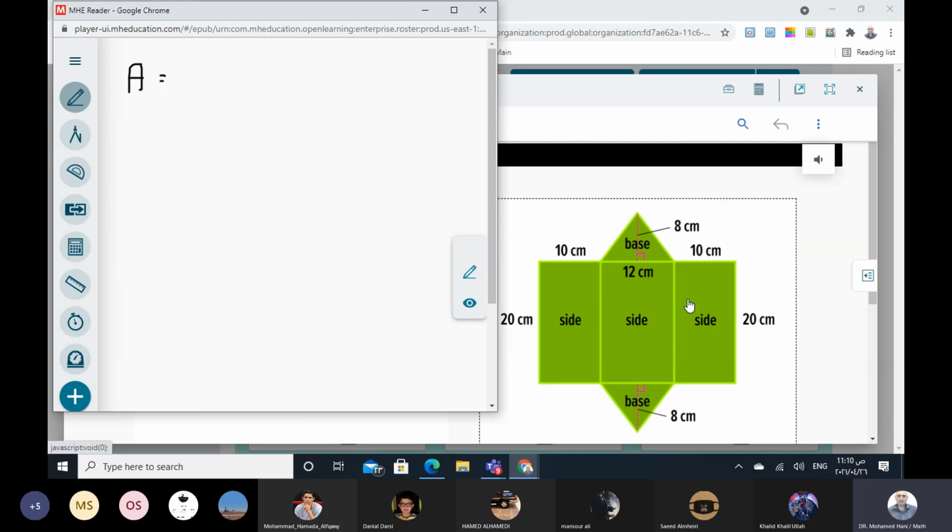The first step, find the area of the triangle. To find the area of the triangle, remember you have the rule 1/2 multiplied by the base, multiplied by the height. But we have two congruent triangles, meaning two congruent areas, so we can multiply this rule by 2.